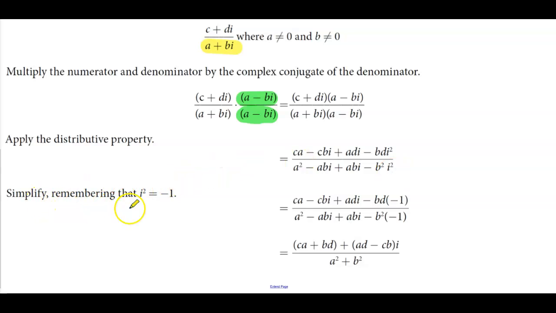And then remember that we always need to simplify i squared equaling negative 1. So we have ca minus cbi plus adi minus bd times negative 1. And we have a squared minus abi plus abi minus b squared times negative 1. So in the numerator, we combine the real numbers, which is ca plus bd, plus the imaginary, which is ad minus cb i. In the denominator, you'll notice that these are always going to cancel out when you multiply conjugates together, so we end up with a squared plus b squared.